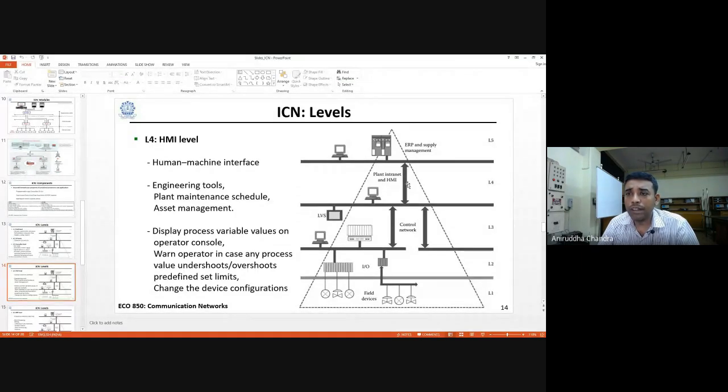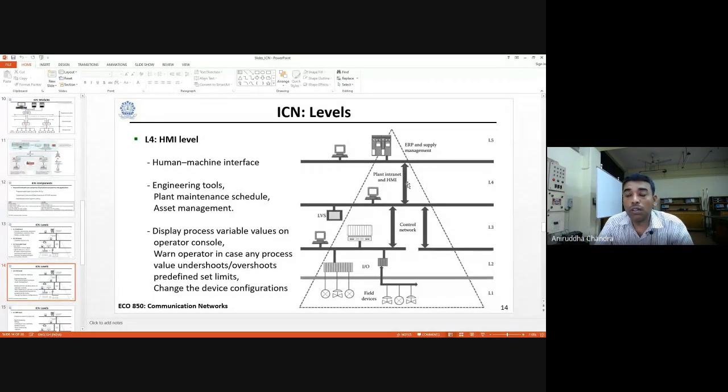So in the human machine interface, we also have many kinds of engineering tools, like how we are going to have a planned maintenance schedule, how we are going to manage the assets, and also the display that I was talking about, which displays the process variable values on an operator console. An operator console is a very big panel, like in a space control mission, where you see a very big wall of monitors. So that kind of thing.